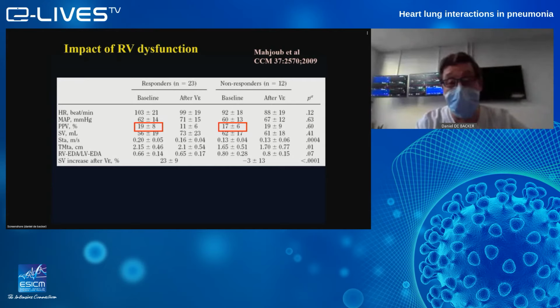And so when the right ventricle is dilated, we can have some pulse pressure variations, but these are no more related to the fact that the patient will respond to fluid, but much more to the fact that these patients have acute cor pulmonale. And this is, of course, a major limitation, especially in the context of COVID-19, unfortunately.